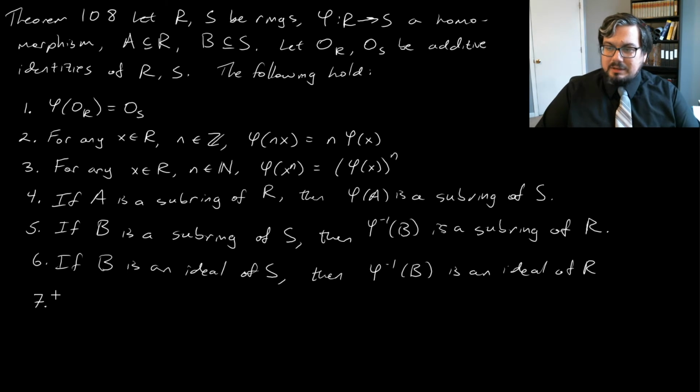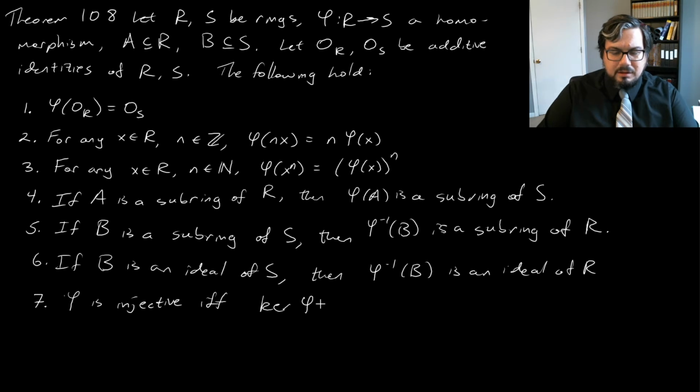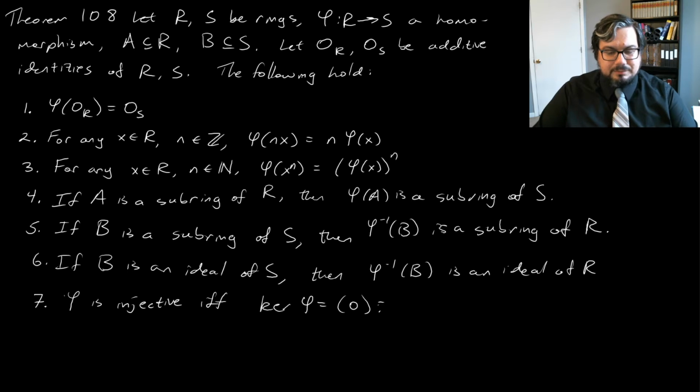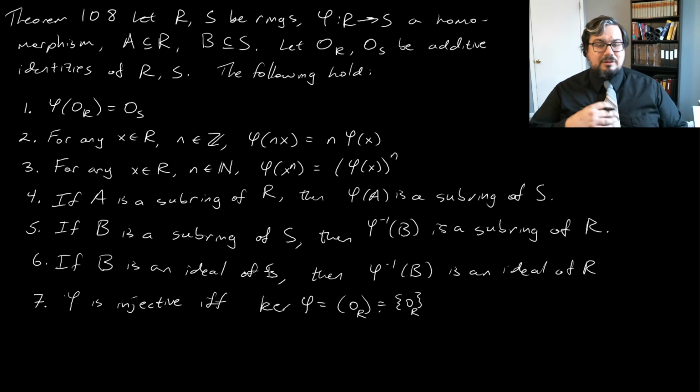Let's continue on. Number 7. This one is really important. We're going to use it all the time. Phi is injective if and only if the kernel of phi is equal to the zero ideal, which is just the set containing 0. I should specify that this is 0 inside R.